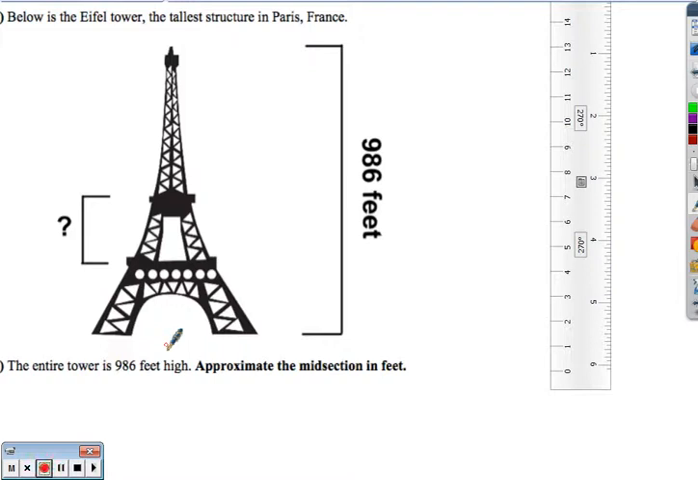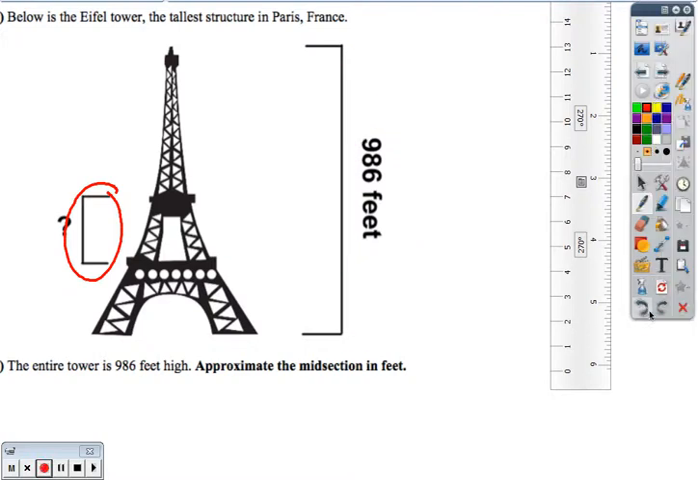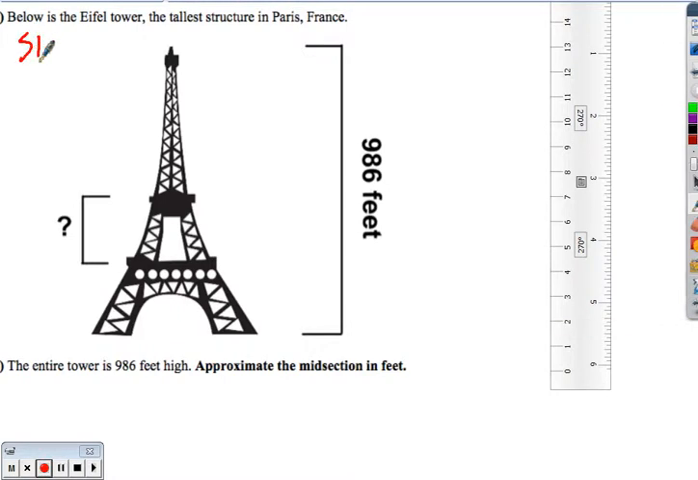Okay, so it says the entire tower is 986 feet high. Approximate the midsection in feet. So they're talking about this. What is that going to be in feet if we know that the entire Eiffel Tower is 986 feet? Alright, so I saw a couple different strategies of students trying to figure this out. This is the first one I saw.